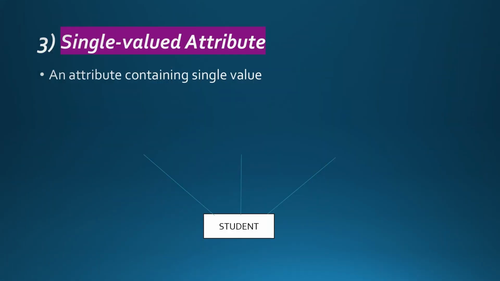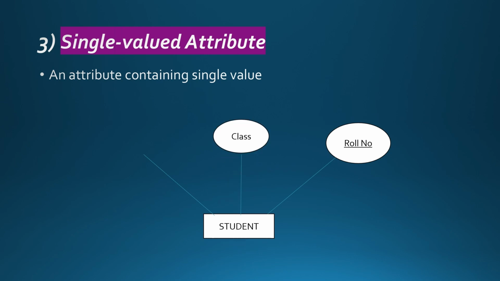Single valued attribute is an attribute containing only a single value. Here is the student entity class, with roll number, name, class. These are single valued attributes because these attributes contain only a single value.